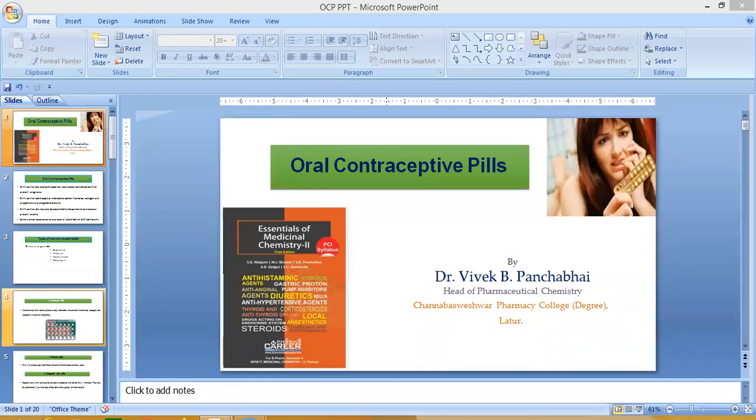And the third drug is levonorgestrel. This is the levo-isomeric form of norgestrel. It is another synthetic progesterone hormone. Its actions are similar to those of progesterone, and its potency is twice that of the isomeric form of norgestrel. Means, as compared to norgestrel, it gives better activity with a smaller dose. It is used for contraception and to control menstrual disorders, and it is also used for treating endometriosis.